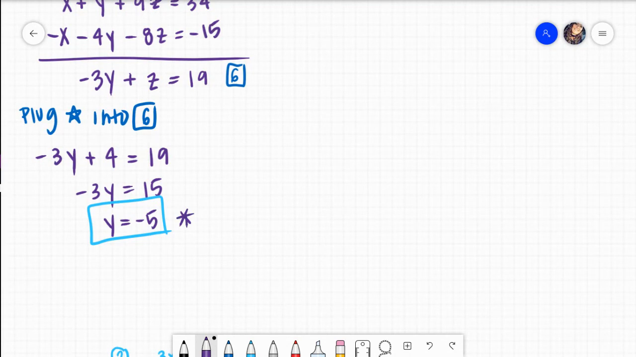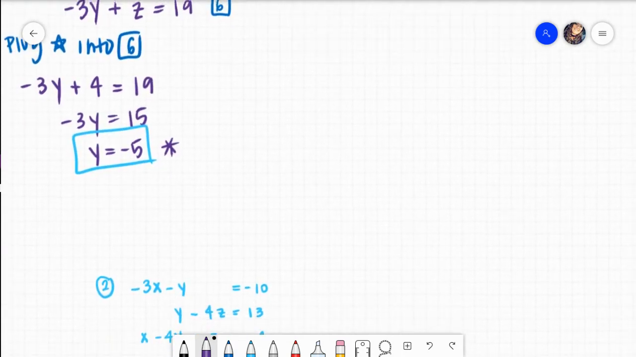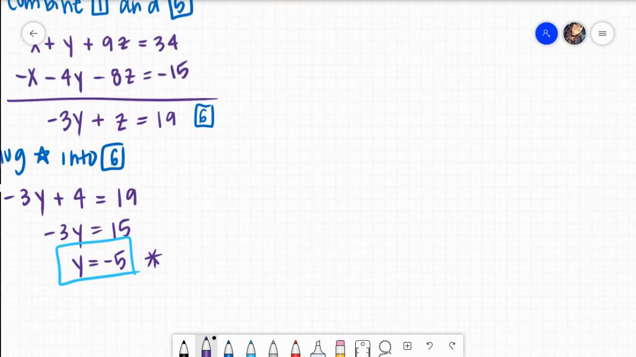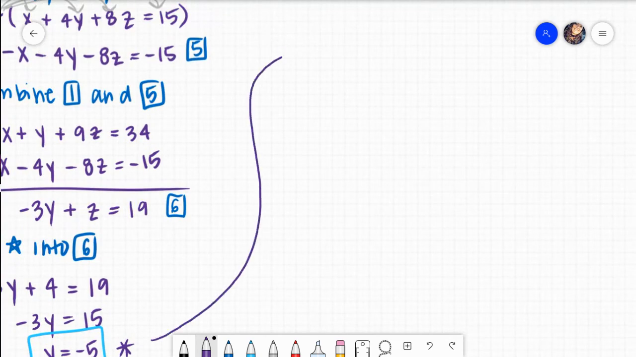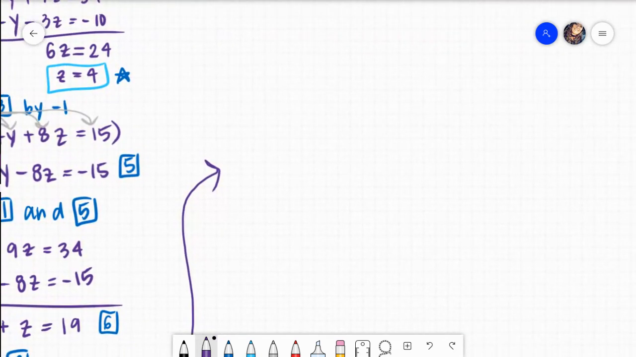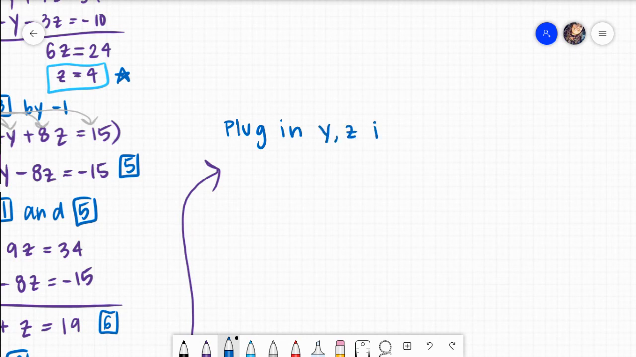Now since I have a value for my y and I have a value for my z, I want to plug both of those into an original. Just pick the one that looks the easiest, plug them in, and you should get your x. Okay, so I'm out of room right here. My y equals negative 5. I'm going to move to about here. Because we've solved for 2 variables, we're going to plug in y and z into, it's specific, it needs to be an original equation.